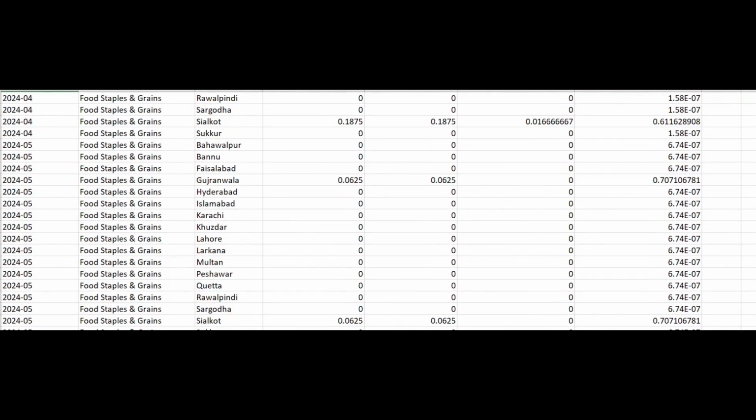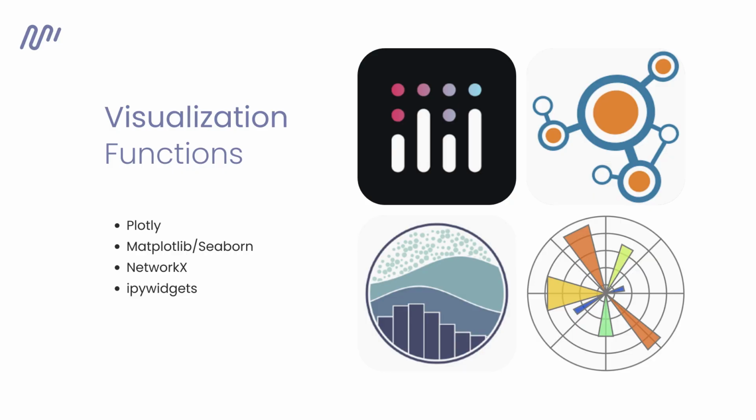For visualizations, we use Plotly for interactive geographic maps with time sliders, Matplotlib and Seaborn for heat maps and bar charts, NetworkX layouts for graph visualizations, and ipywidgets for interactive controls.